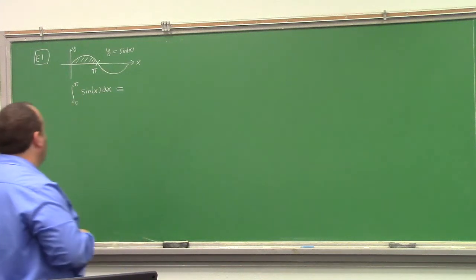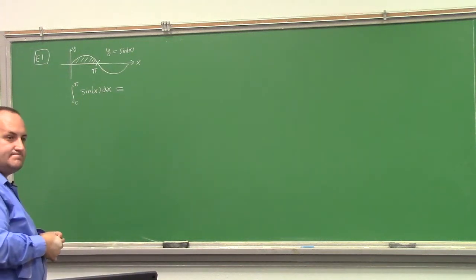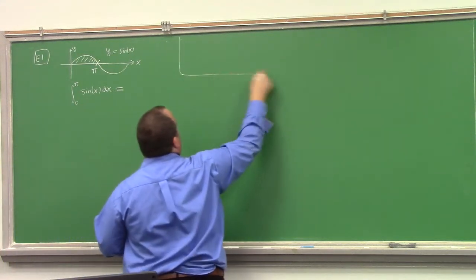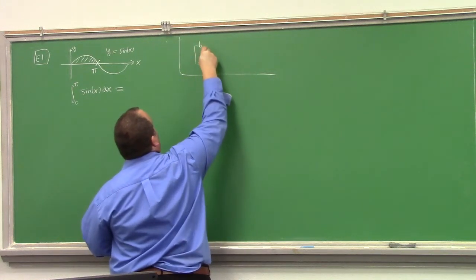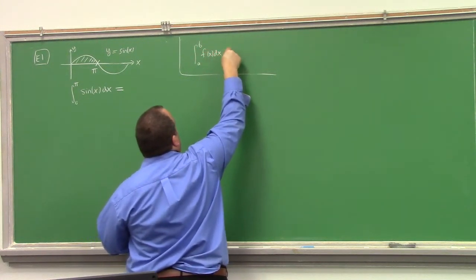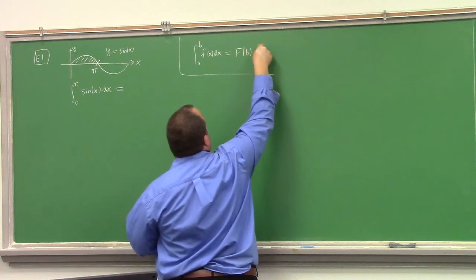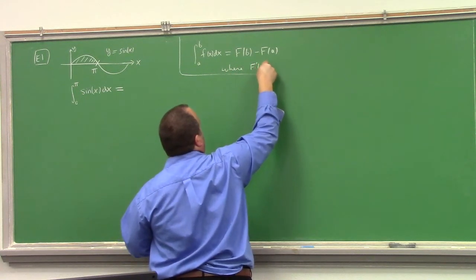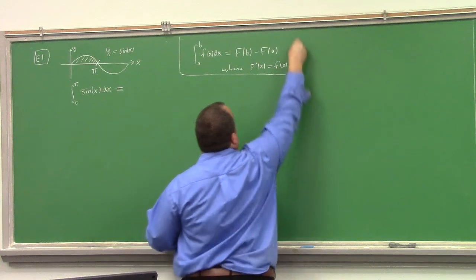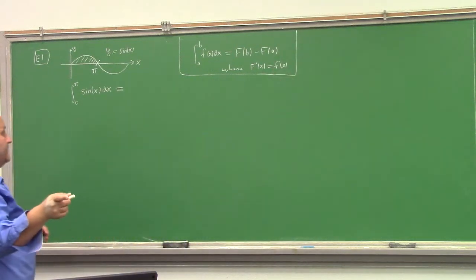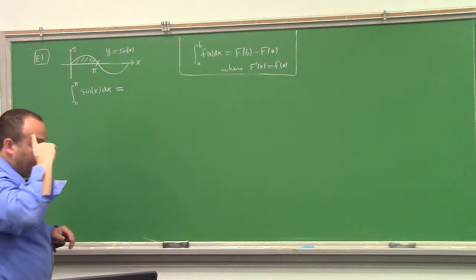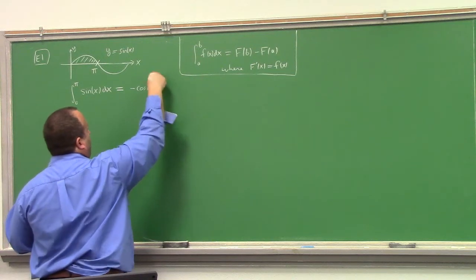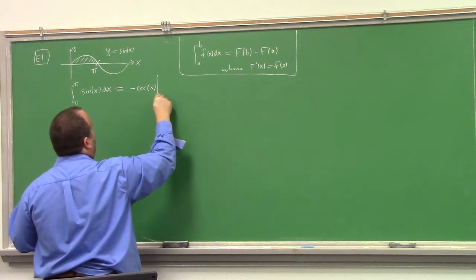So what's the antiderivative of sine? All right, so every one of these problems, we're going to use FTC II. The integral from a to b of little f of x dx is equal to big F of b minus big F of a, where big F prime of x is equal to little f of x, right? This is our tool. So you said, what was the antiderivative of sine? Negative cosine? Very good. So we have minus cosine of x evaluated from a to b.